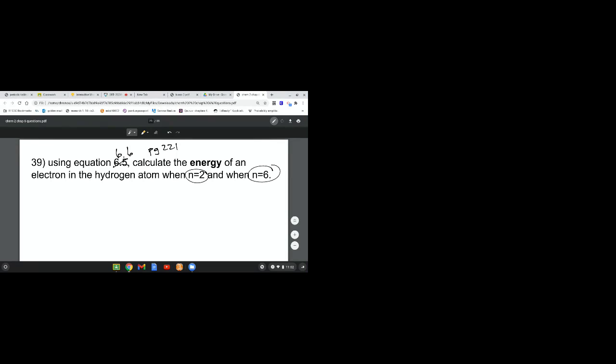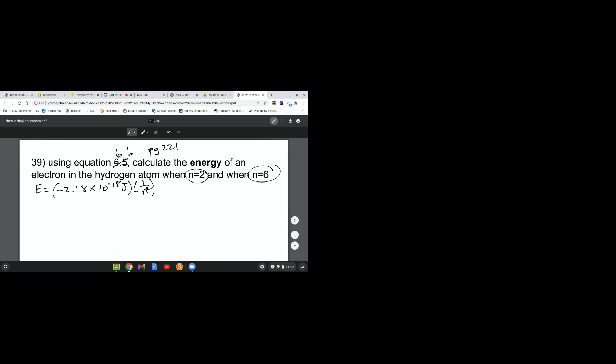We can use the same equation I used in the previous question, with E equal to negative 2.18 times 10 to the negative 18 joules. That is the Rydberg constant, and it's not going anywhere. It's always going to be there. Times 1 over n squared. Look, that's supposed to be a superscript, not a subscript. Okay.